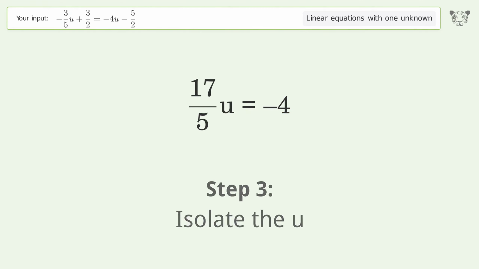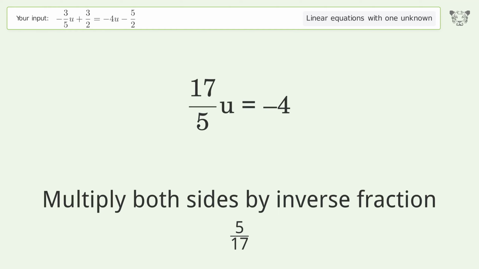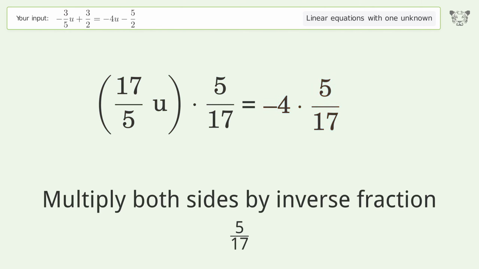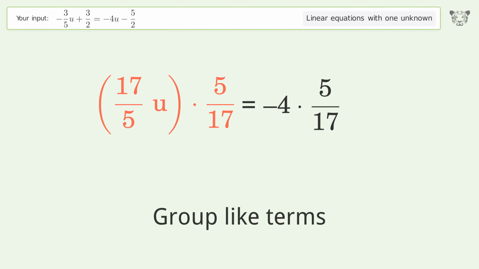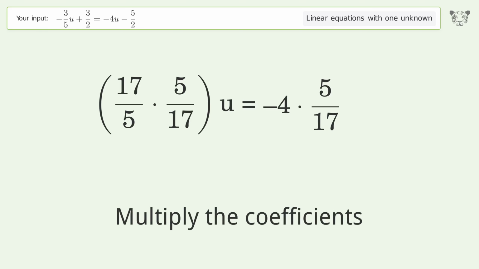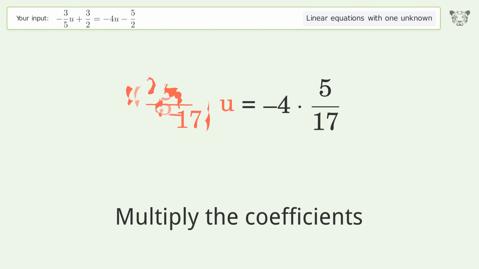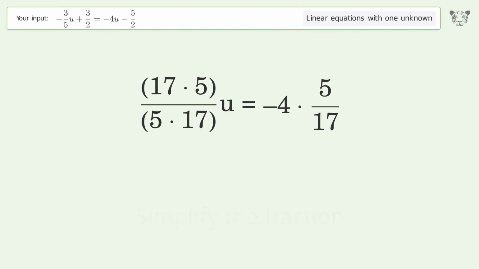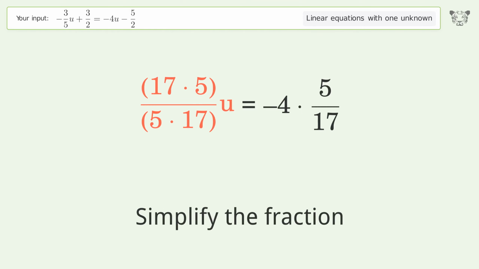Isolate the u. Multiply both sides by inverse fraction 5/17. Group like terms. Multiply the coefficients. Simplify the fraction.